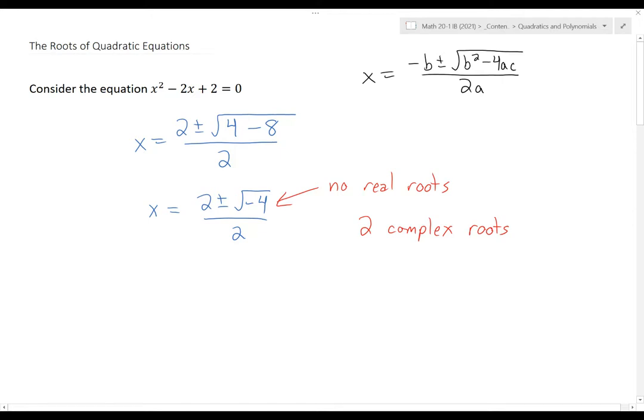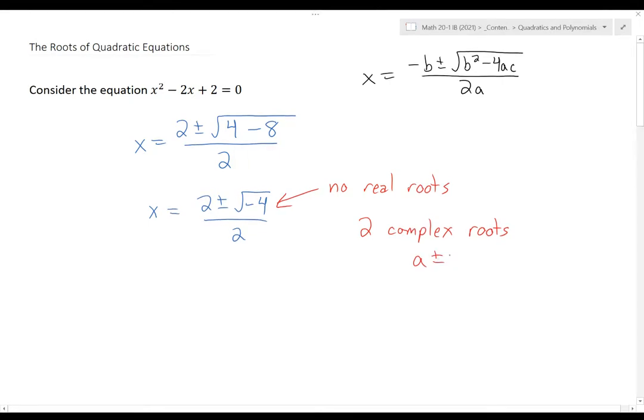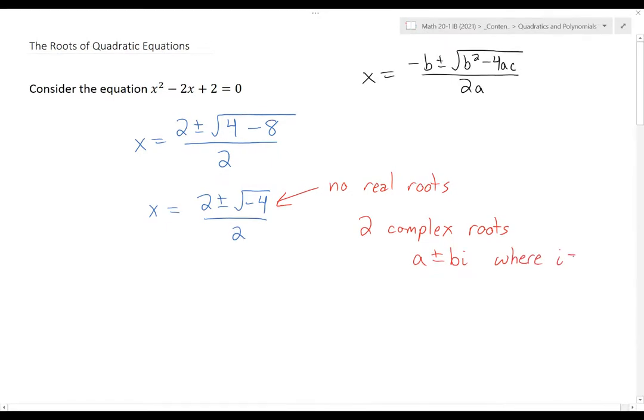Two complex roots in the form a plus or minus bi, where i is defined as the square root of negative 1. So instead of limiting ourselves to real numbers, we introduce a new number. This is the imaginary number. These roots are called complex because they include both an imaginary part and a real part, the a value. So i is defined as the square root of negative 1.